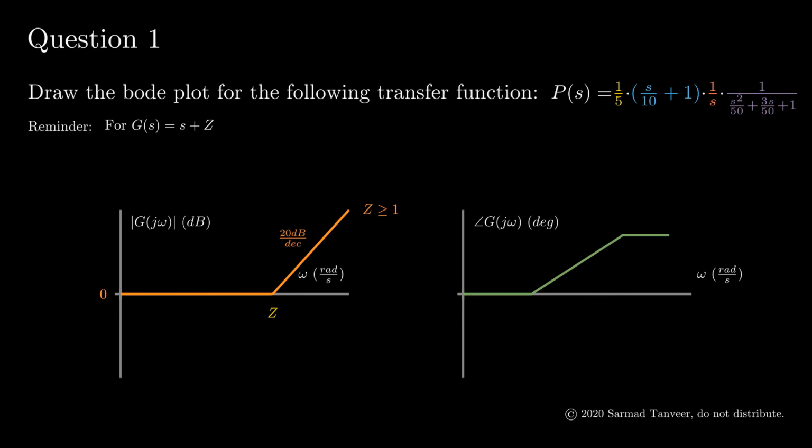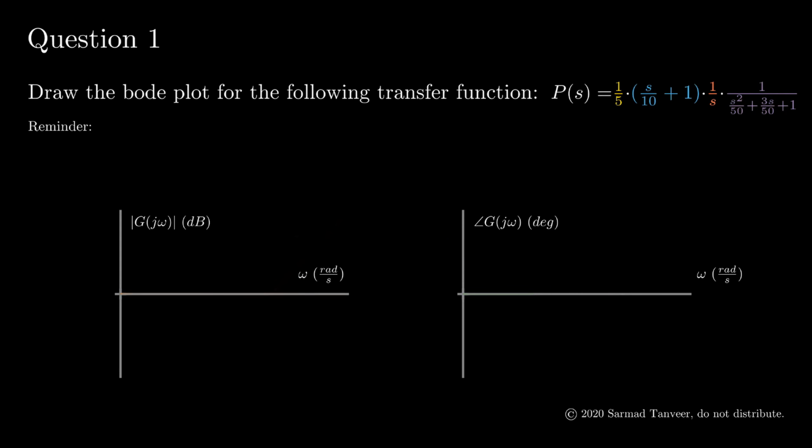The phase plot contributes 0 degrees until it reaches a frequency value of z over 10, or 1 decade before z. It then increases at a slope of 45 degrees per decade and stabilizes to a final value of 90 degrees when it reaches a frequency value of 10z, or exactly 1 decade after z.